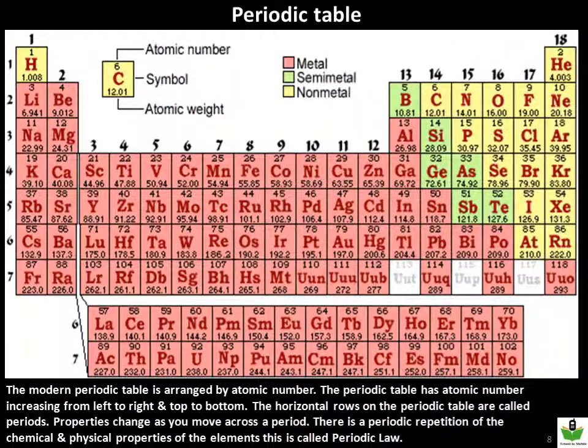Now we will discuss the periodic table. The modern periodic table is arranged by atomic number. The periodic table has atomic number increasing from left to right and top to bottom. The horizontal rows on the periodic table are called periods. Properties change as you move across a period. There is a periodic repetition of the chemical and physical properties of the elements. This is called periodic law.